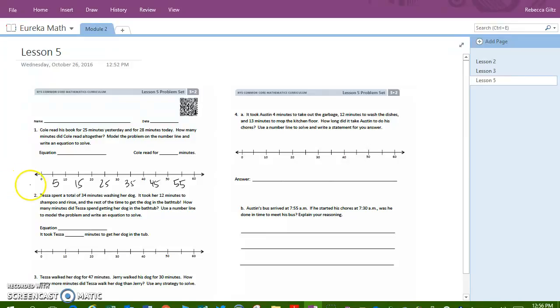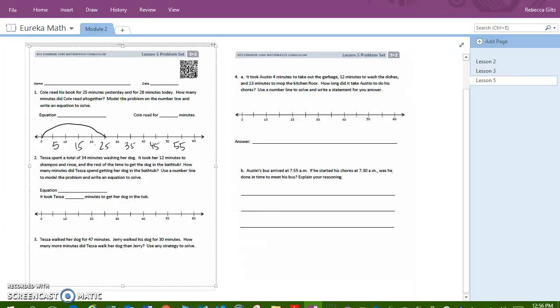So he read for 25 minutes. We're going to start at 0 and count up to 25. Now, you can count by 5s if you want, but from 0 to 25 is really the time that he read yesterday. We don't really need to count by 5s at that point. But for the second part, I think it makes more sense. Now we need to add on 28 minutes that he read today. So I'm going to start counting by 5s. Here's 5, 10, 15, 20, 25. And like yesterday, I need to draw the 4 tick marks to show the time in between 50 and 55. So here's 51, 52, 53, and 54.